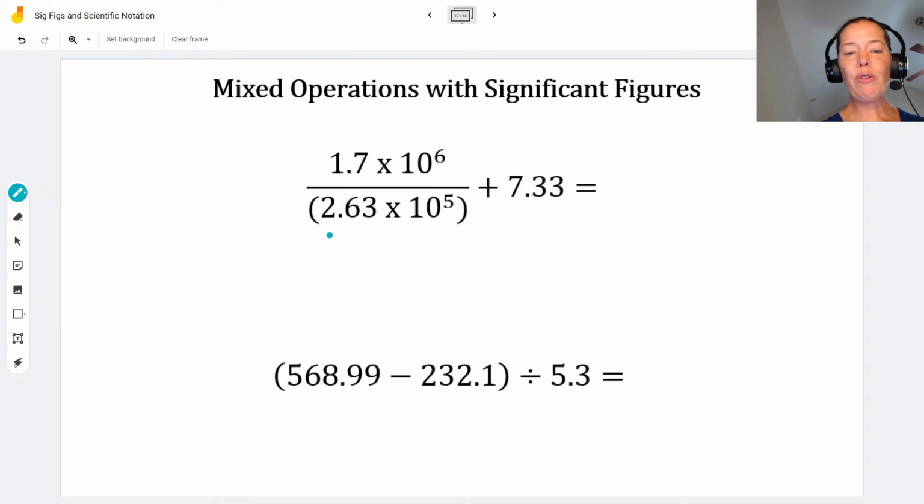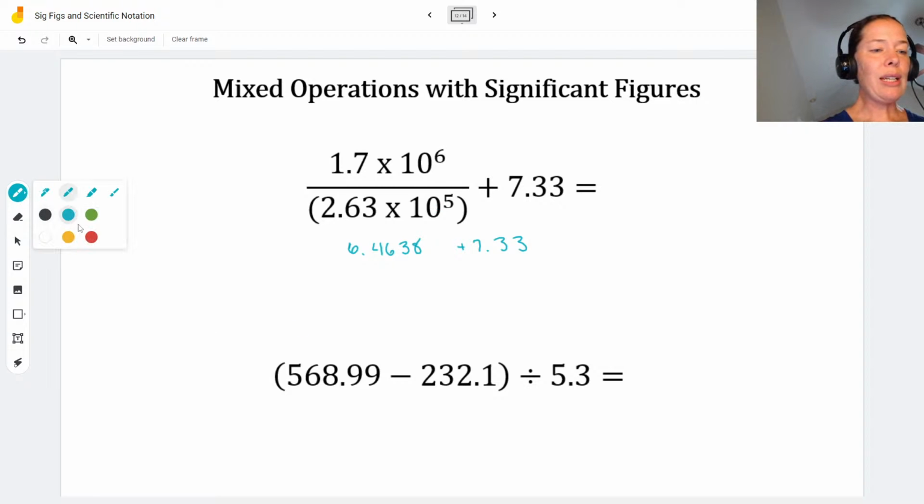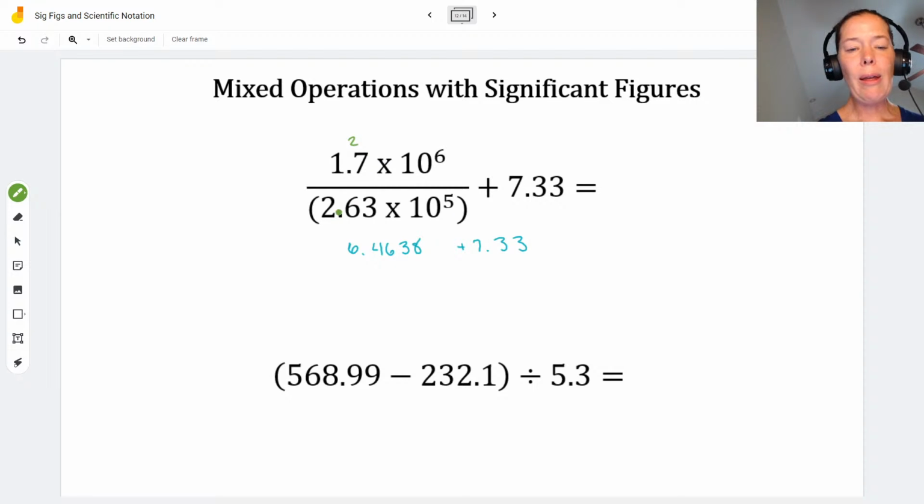Okay, so I am going to first simplify this first term. So when I put this into my calculator, I get 6.4638. And then I'm just going to carry this 7.33 down. Okay, so that's what my calculator gives me, but where am I going to round this? Well, I'm doing division here, so I'm going to use my multiplication division rules. I'm just counting up sig figs. So I've got 2 sig figs in the numerator, 3 sig figs in the denominator. So I should be rounding to the tenths place right there. So I'm going to keep that full number for my calculation, but I'm making a note to myself, hey, you are rounding to this place because you just need 2 sig figs.